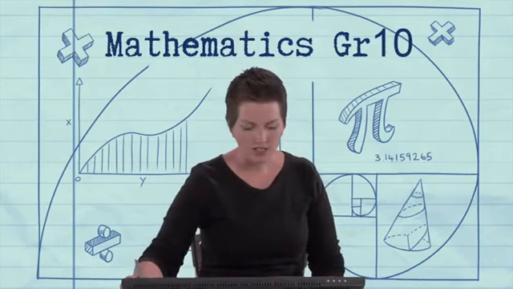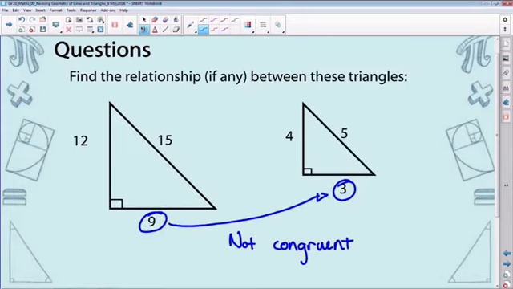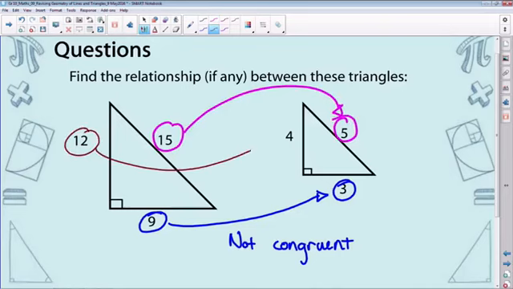Okay, let's take a look. The first question says, find the relationship, if any, between these triangles. Now, already I can see that they are not congruent. Remember that congruent means that they are exactly the same in every single way, but they have different size lengths. If I look at this though, what do I notice about these? They seem to be decreasing in the same ratio, don't they?